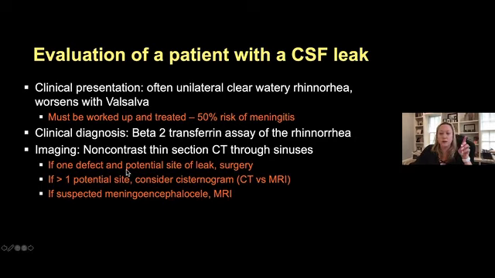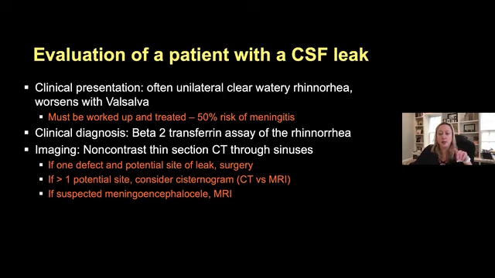So after we confirm the presence of a leak, and I usually dictate this if I'm suspecting a meningocele in my report, that would correlate with beta-2 transferrin testing of the rhinorrhea. If that testing is positive, the next step is to localize the leak, and the surgeon wants to define the size of the leak so they are prepared for their surgical repair, which is typically done endoscopically. The first line study for working up a suspected skull base CSF leak is a thin non-contrast CT through the sinuses and mastoids.